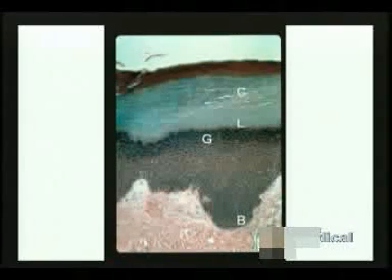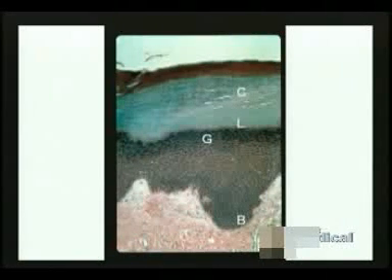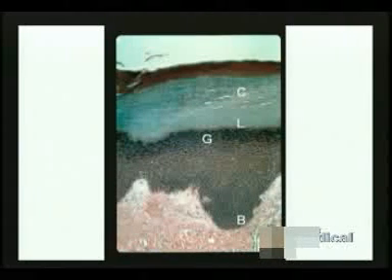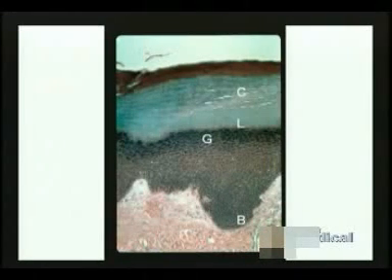The area indicated by letter B is the germinal layers, the Malpighian layers, the stratum basale as well as the stratum spinosum. The layer indicated by letter G is the stratum granulosum, the sealant layer. You can see a little more darkness, a little more basophilia associated with this area because of the keratohyalin granules.